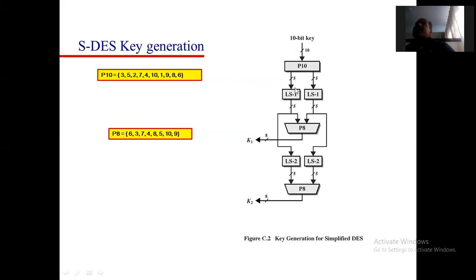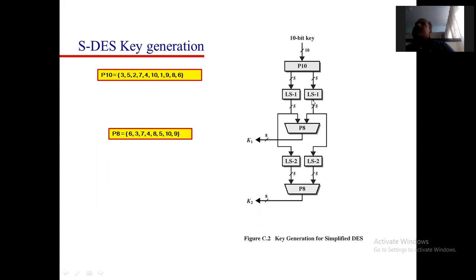And this is divided into two groups here: one of 5 bits, another of 5 bits. On those 5 bits, we have applied the left circular shift, shifting from the left bit to the right. That is LS-1, only one bit shifted here. Again LS-1 on the second half, only one bit shifted from left to right. The output of this LS-1 we have taken for the next iteration, and again for the second half.